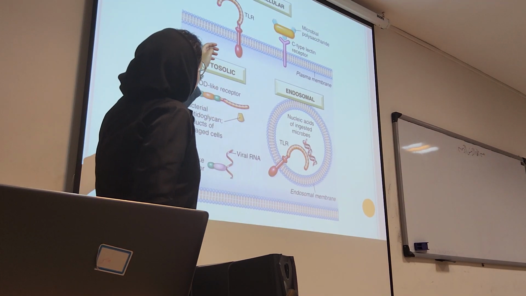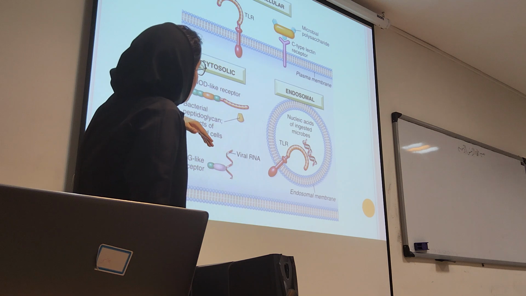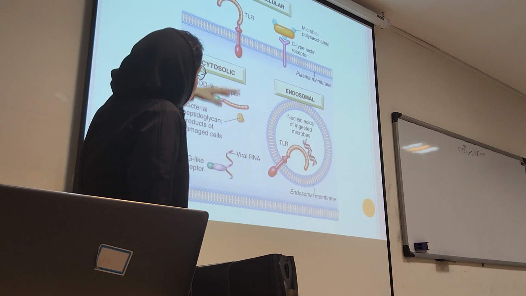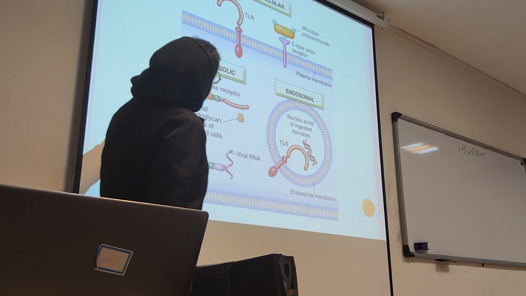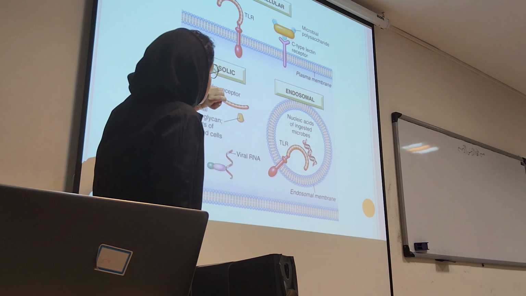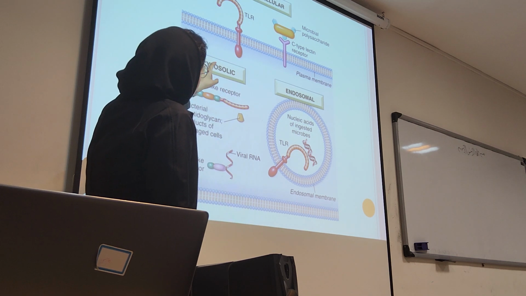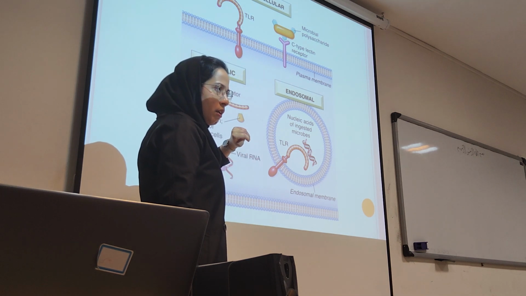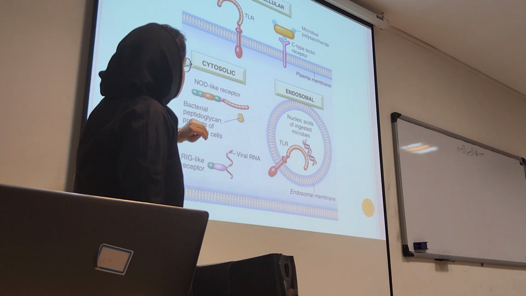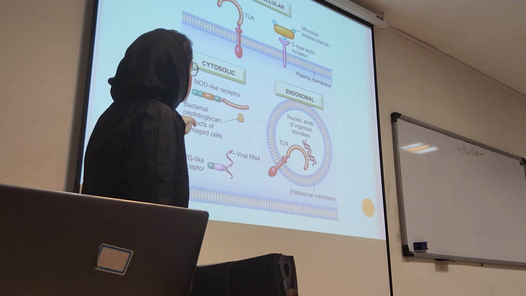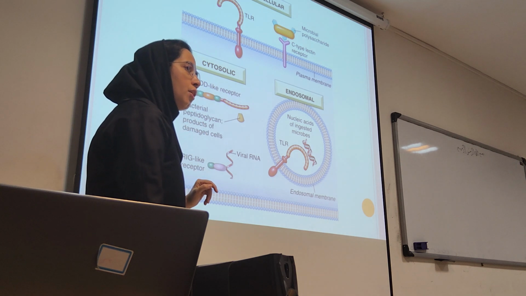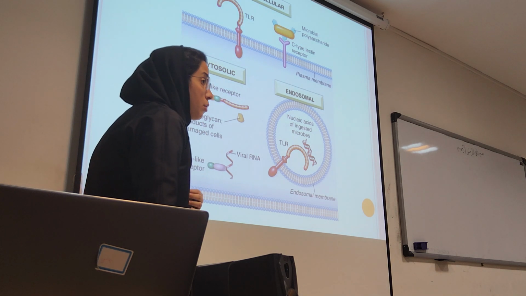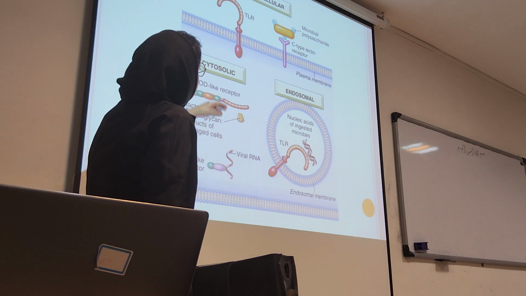Here you see that we have different types of receptors in innate immunity. Here we have toll-like receptors. Toll-like receptors can be both extracellular and endosomal. And we have also node-like receptors, which are located where? In the cytosol. Yes.